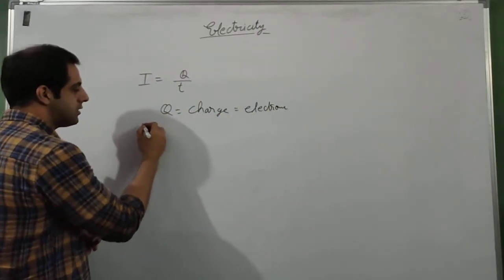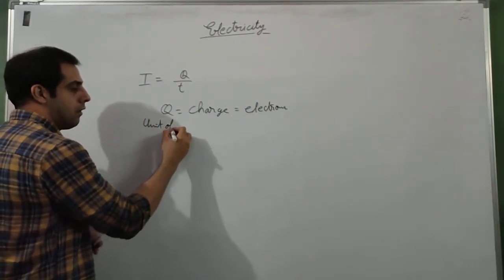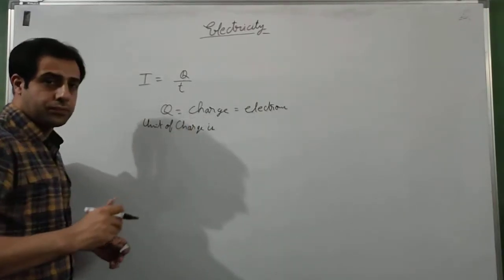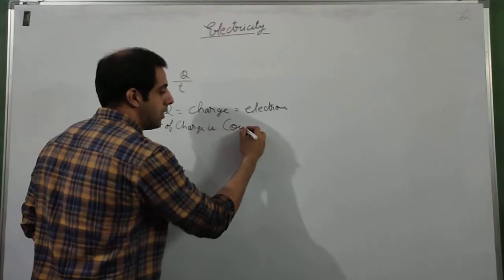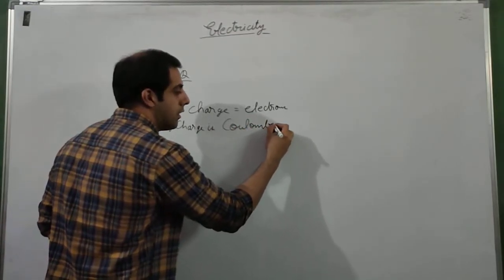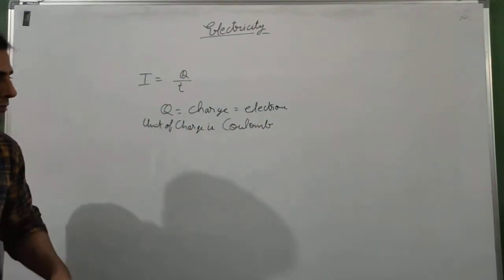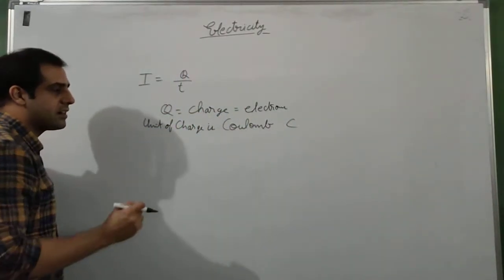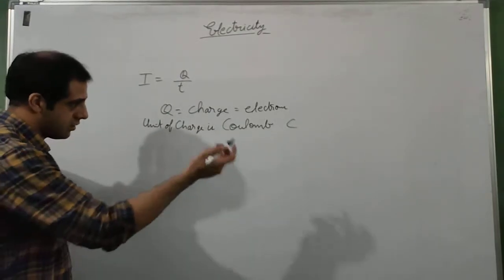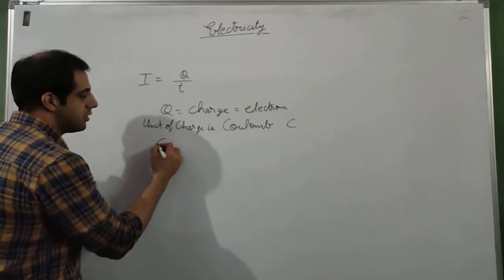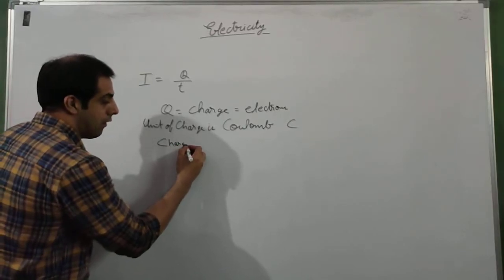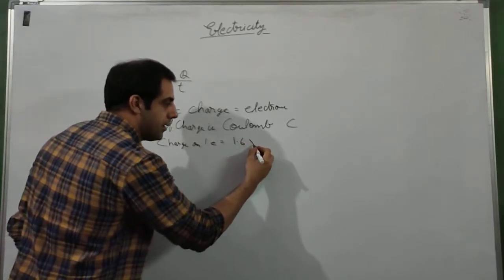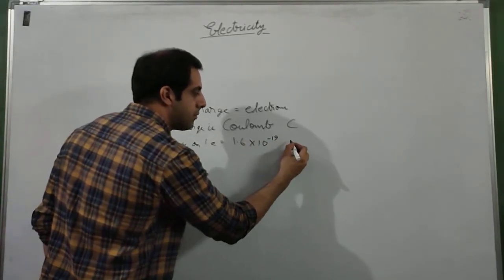Now the unit of charge is called coulomb, denoted by capital C. That is the unit of charge. So if we say that one electron is traveling, then the charge on one electron has a value of 1.6 into 10 to power minus 19 coulomb.